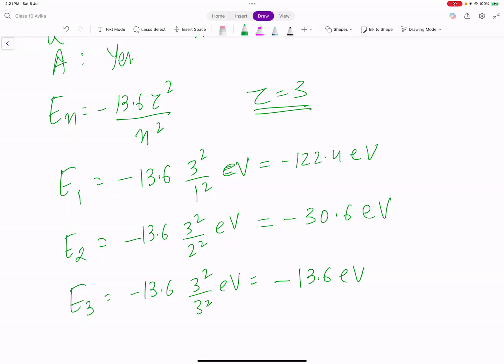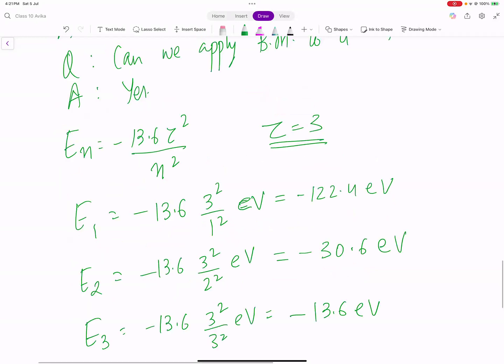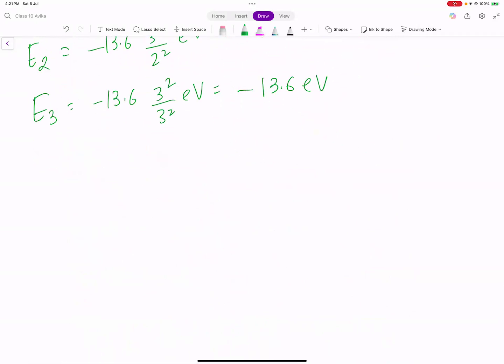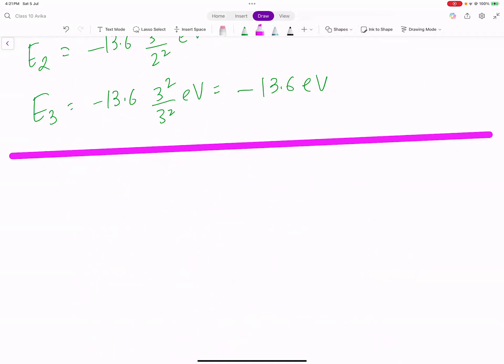Right. And then finally 13. So this is how we are. See, Avika, what we are essentially saying is there are levels, right? I really wish you could draw levels just like that. But anyways.